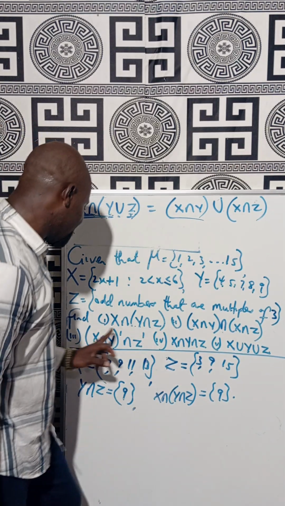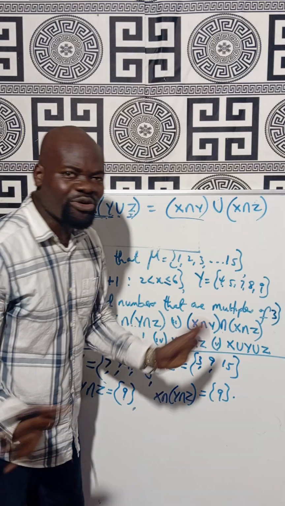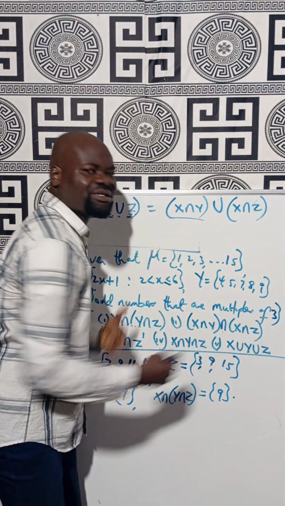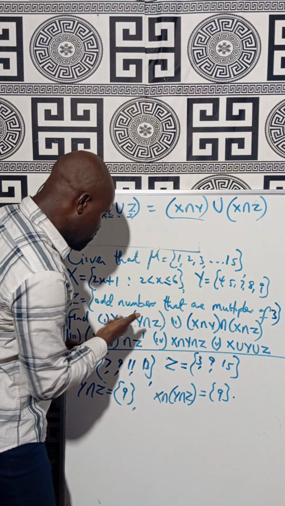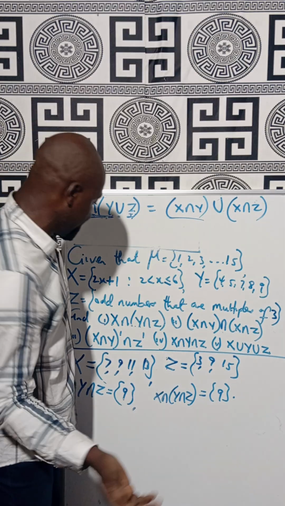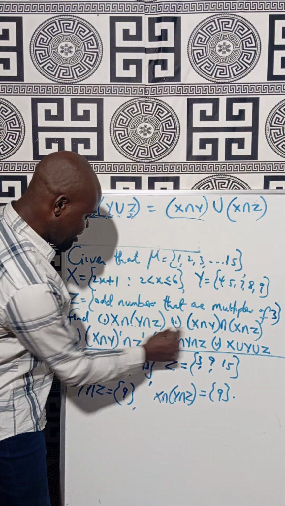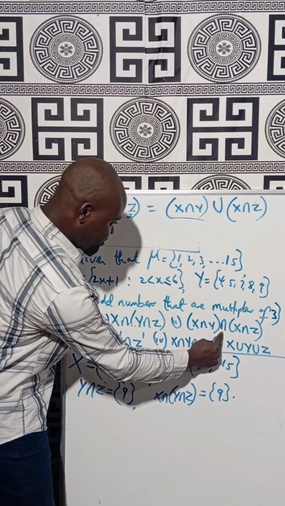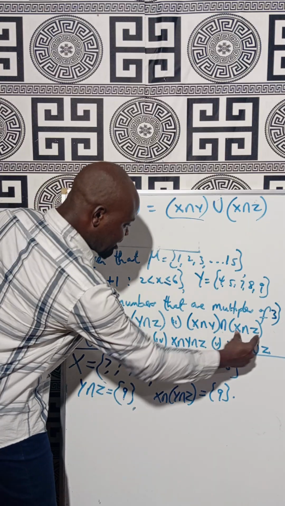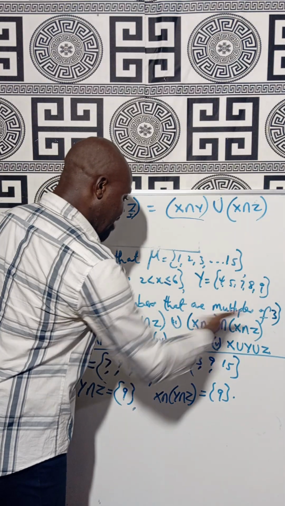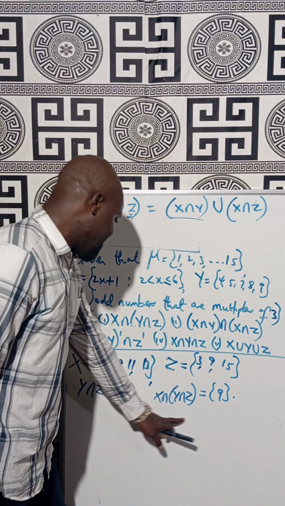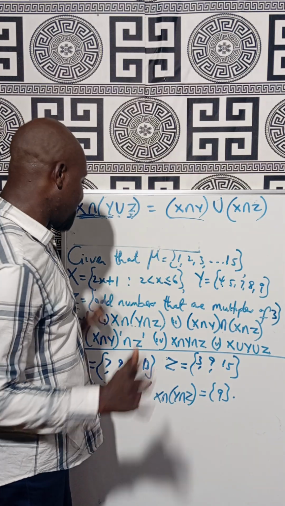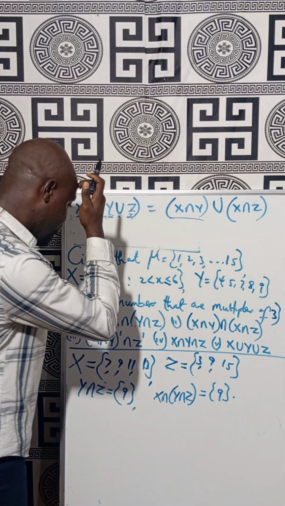Now look at this question 1 and question 2. I will not even do this one at all. I will just apply the law because the two of them are the same. Check, they are the same. Check it out. x intersection y, then x intersection z. So the same. So I will just say what I have here is equal to what I got here, and that is the set 9. So that's my result. Very simple and easy.